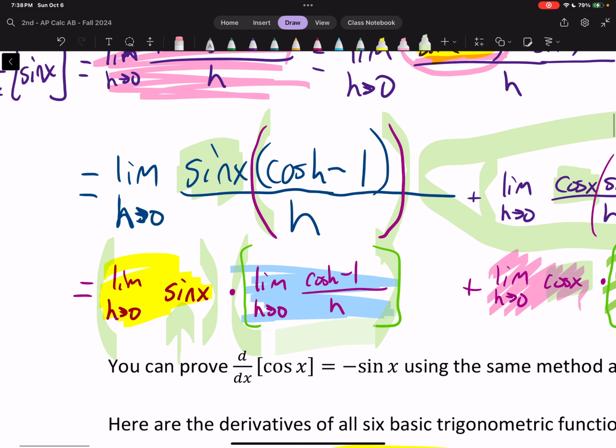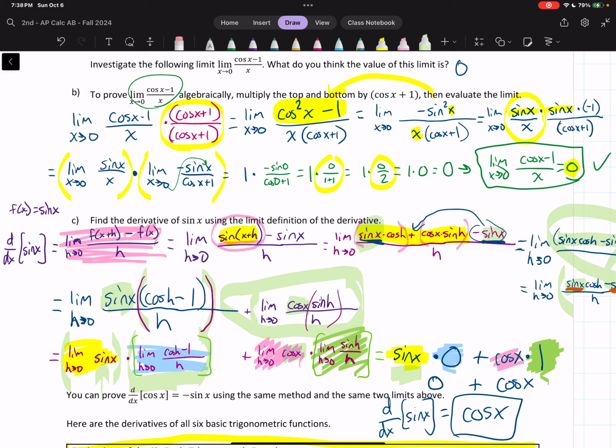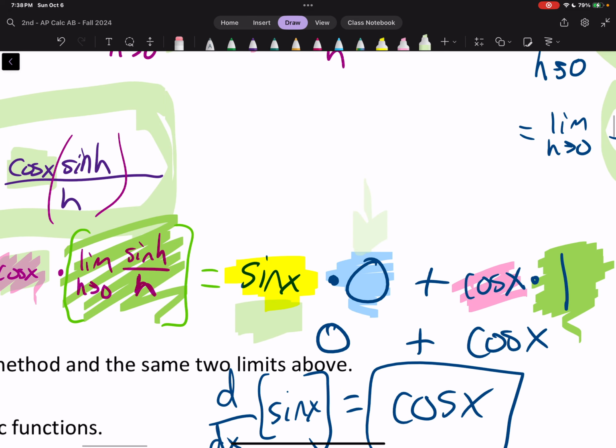All right, the second piece here, the limit as h approaches 0 of (cosine of h minus 1) over h. Well, that's what we spent all of part B finding, and we found that that comes to 0. So instead of doing all that within this problem, that's why we did part B separately. So now let's take that 0 and plug it into this problem.